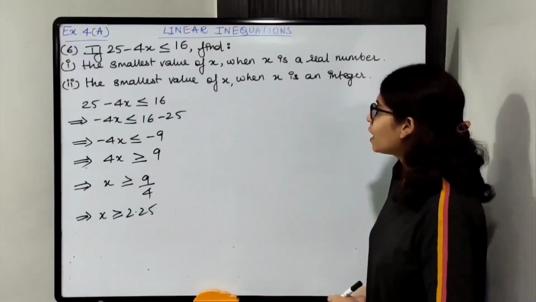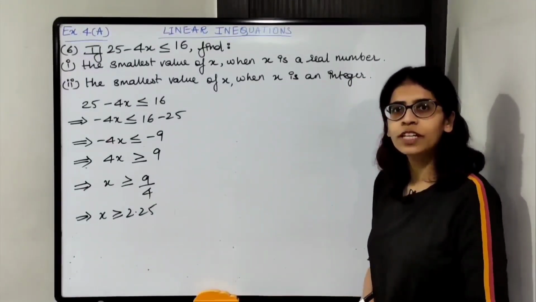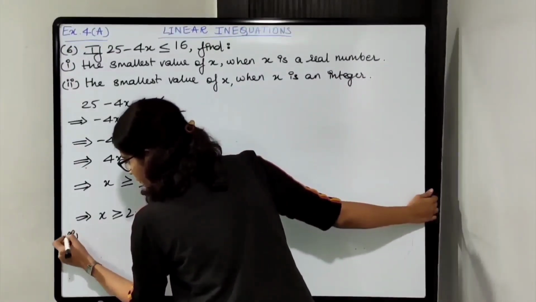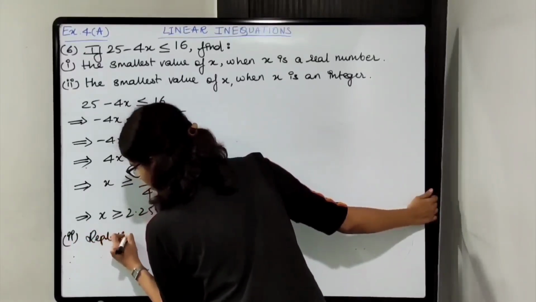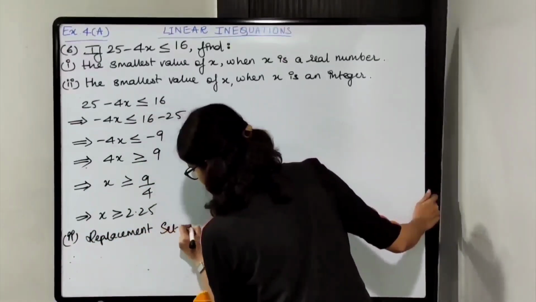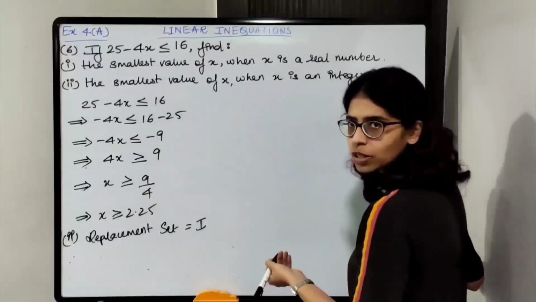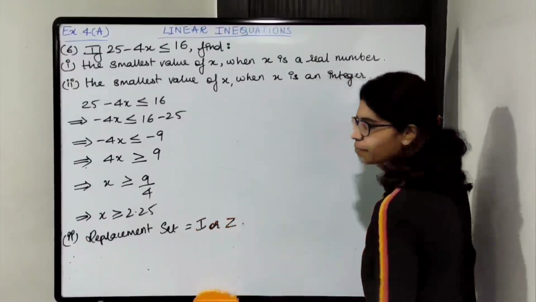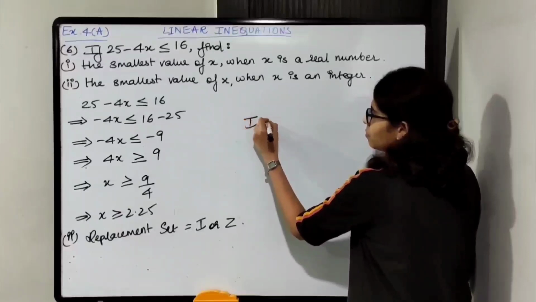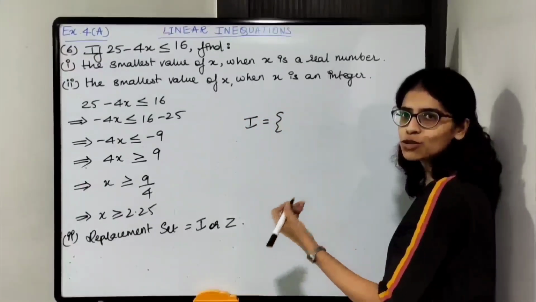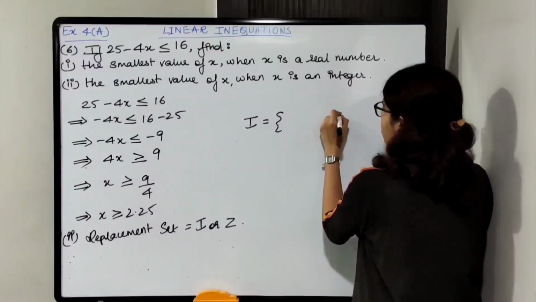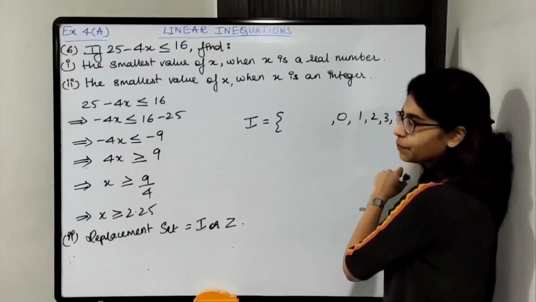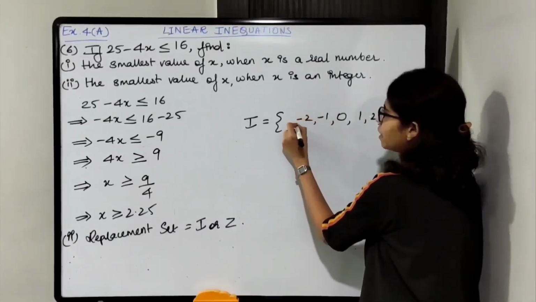Now coming to the second part of the question. Find the smallest value of x when x is an integer. So over here the replacement set is the set of integers. So write down the second part, replacement set is I or Z. Integers kya hoga? It will be negative numbers, positive numbers and 0. So 0, positive numbers on the right hand side, infinite tak aayega, and negative numbers again till infinite.